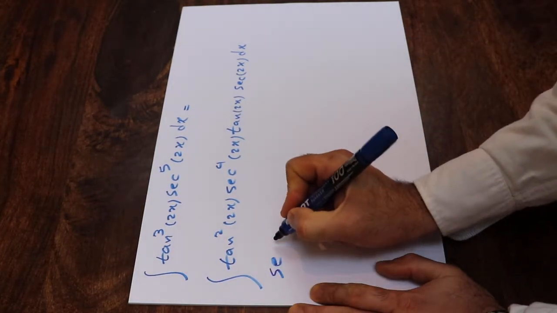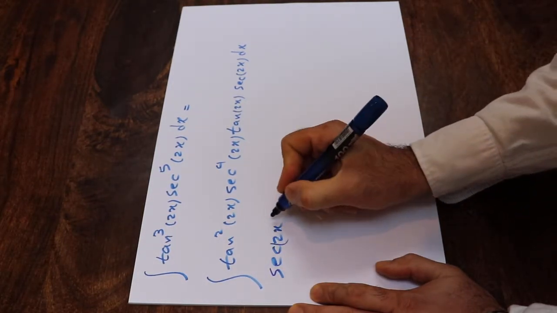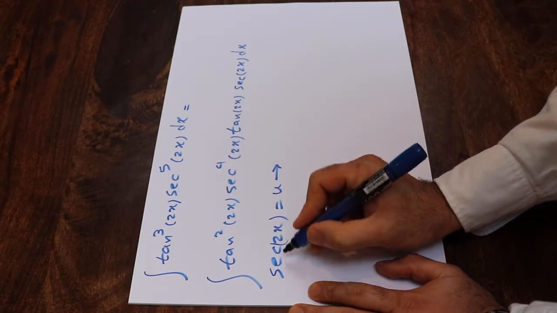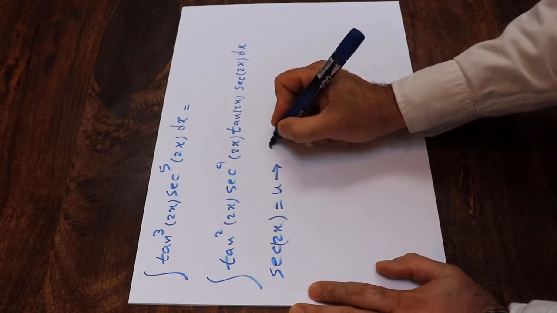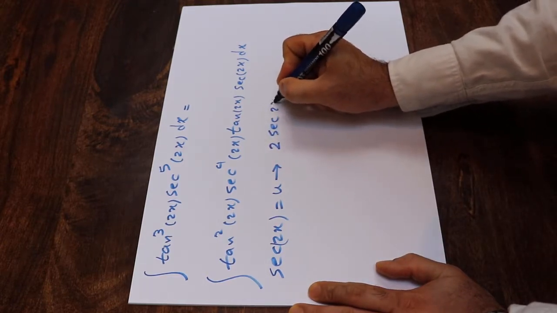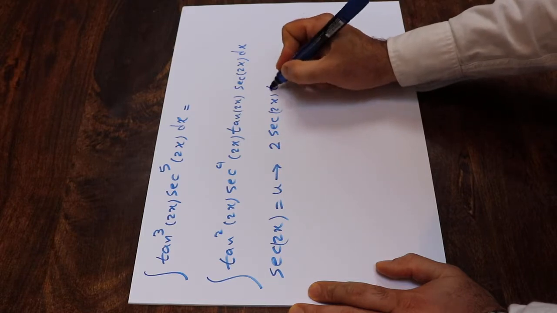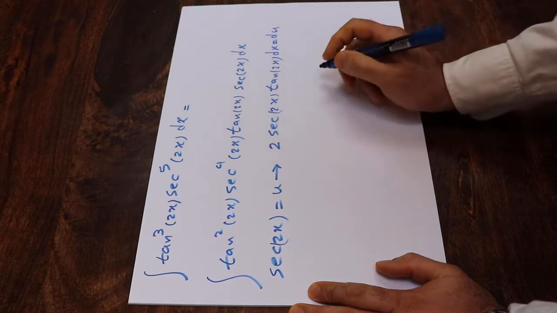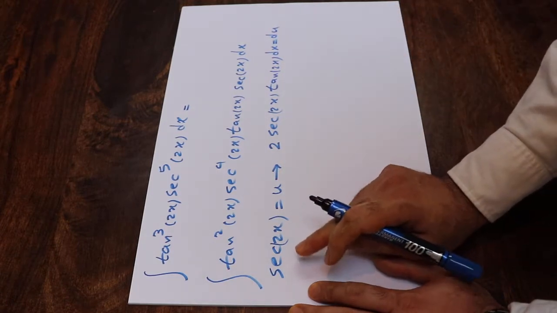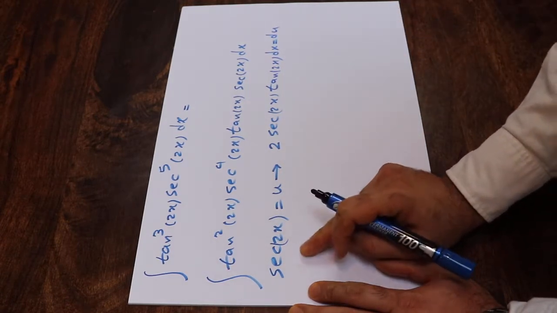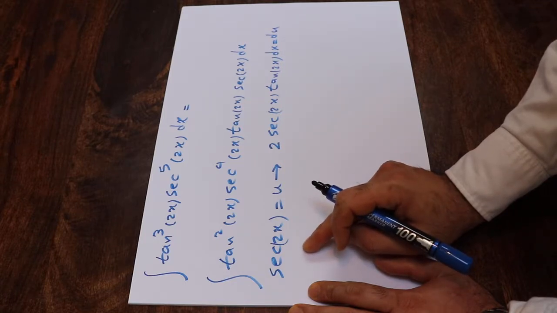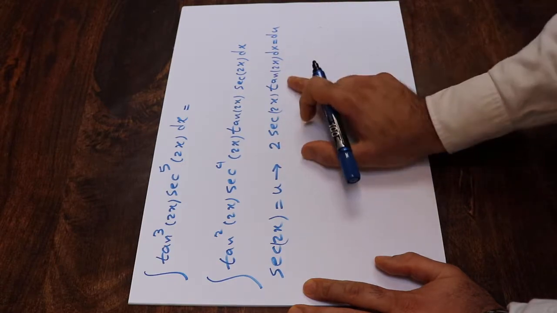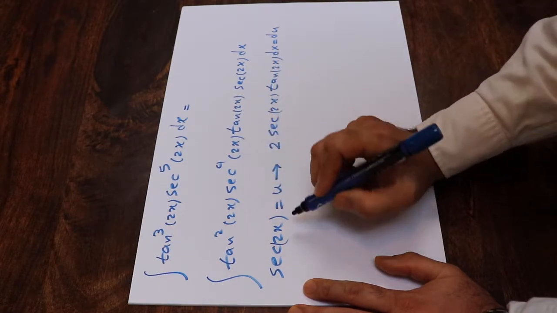So if you define secant 2x as u, then if you take the derivative of each side of this equation, the derivative of secant 2x, which is 2 secant 2x times tangent 2x dx, will be equal to du. If it's not clear how to calculate the derivative of secant 2x, write to me in the comment section and I will explain how to do that. These are the expressions we need to solve this integral.